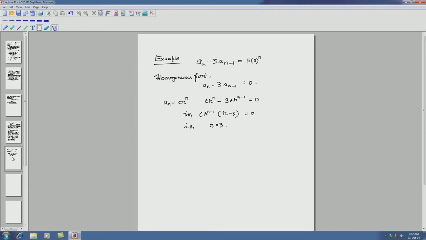Therefore, the general solution of the homogeneous part is given by a n h equal to some constant c times 3 raised to the power n. Now, what about the particular solution?